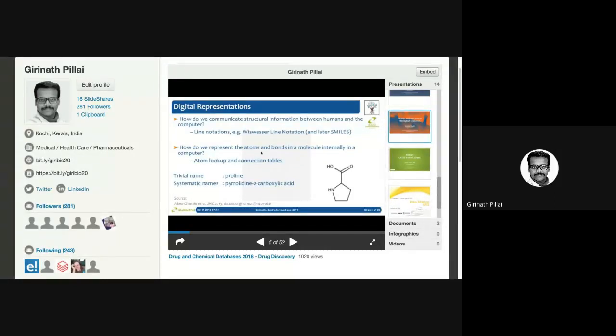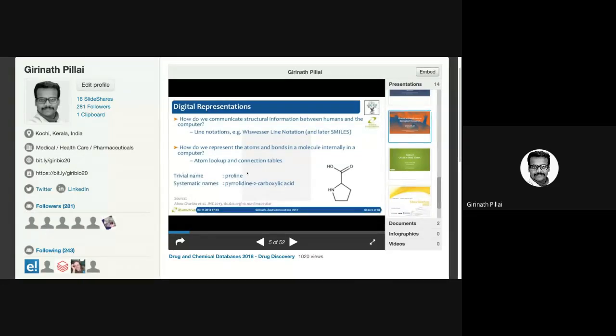How do we represent atoms and bonds in a molecule internally in a computer? It is based upon atom lookup and connection tables. So based on these two techniques, they are understood. Wherever the joins are coming, it's understood that it is carbon. And based upon the valency, only two valencies are being satisfied. How about the balance two? It's self-explanatory and it is understood that they are hydrogens. The explicit hydrogens usually do not display on a 2D structure, to make the structure look better.